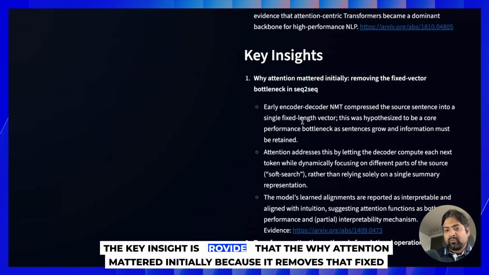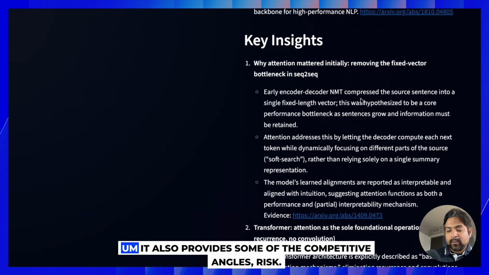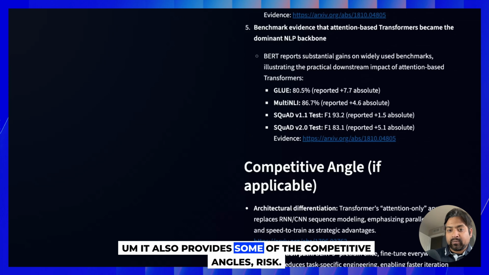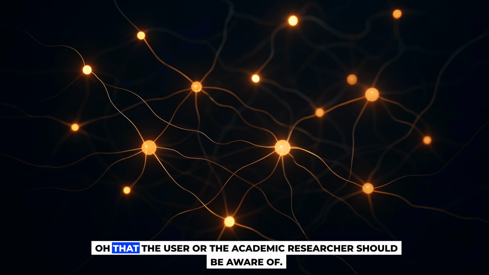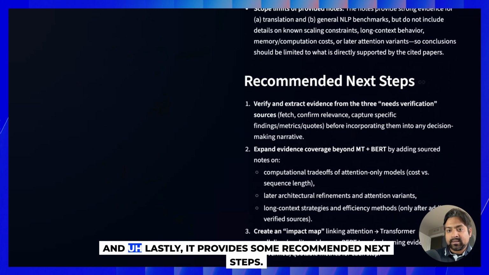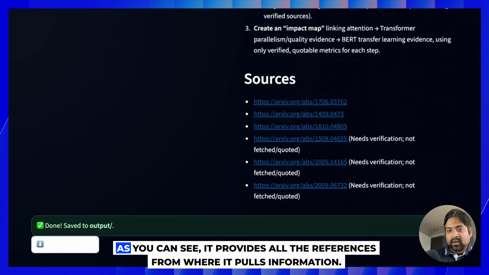The key insight it provides is why attention mattered initially, because it removes that fixed vector bottleneck in sequence-to-sequence models. It also provides some competitive angles and risks that the user or the academic researcher should be aware of. And lastly, it provides some recommended next steps. As you can see, it provides all the references from where it pulls information.